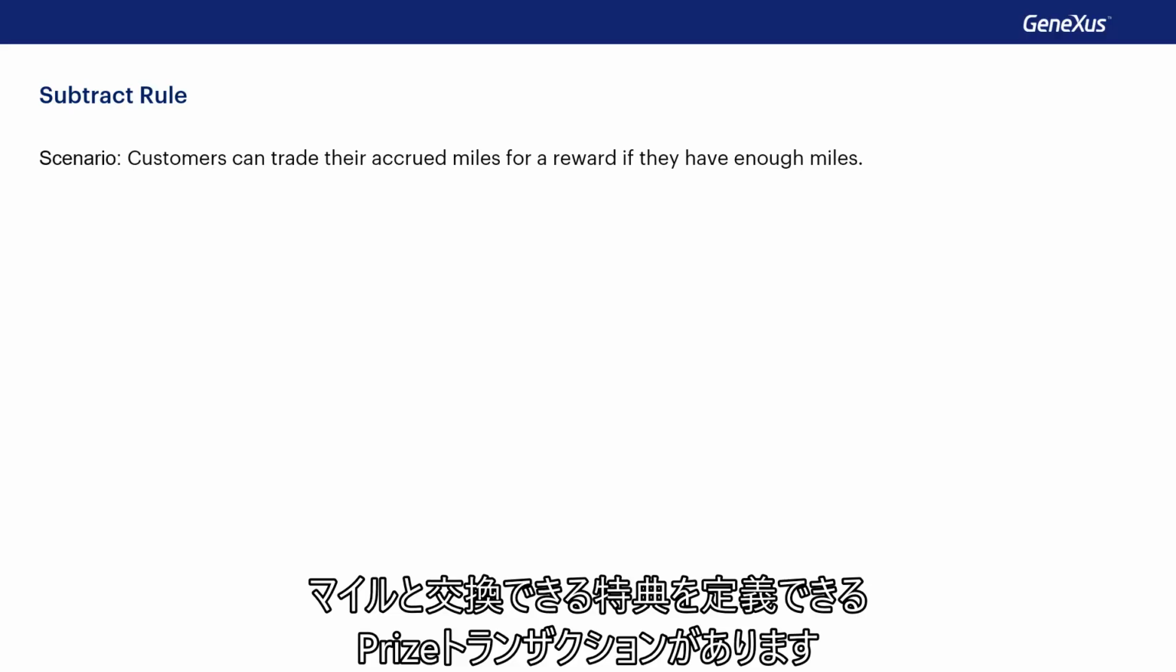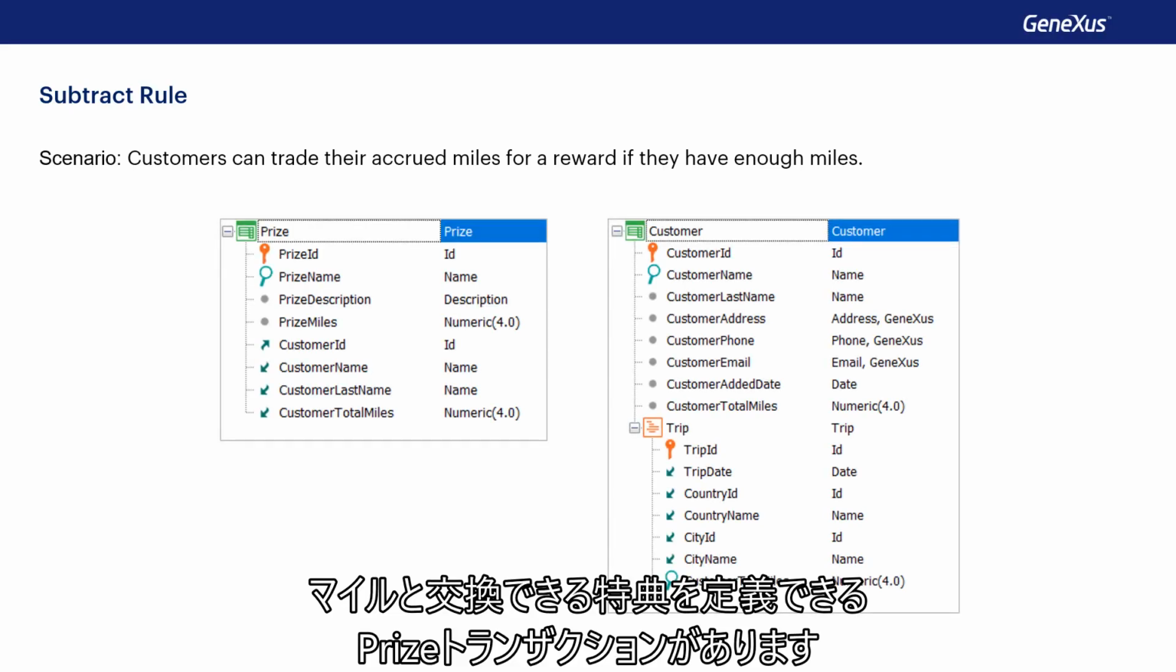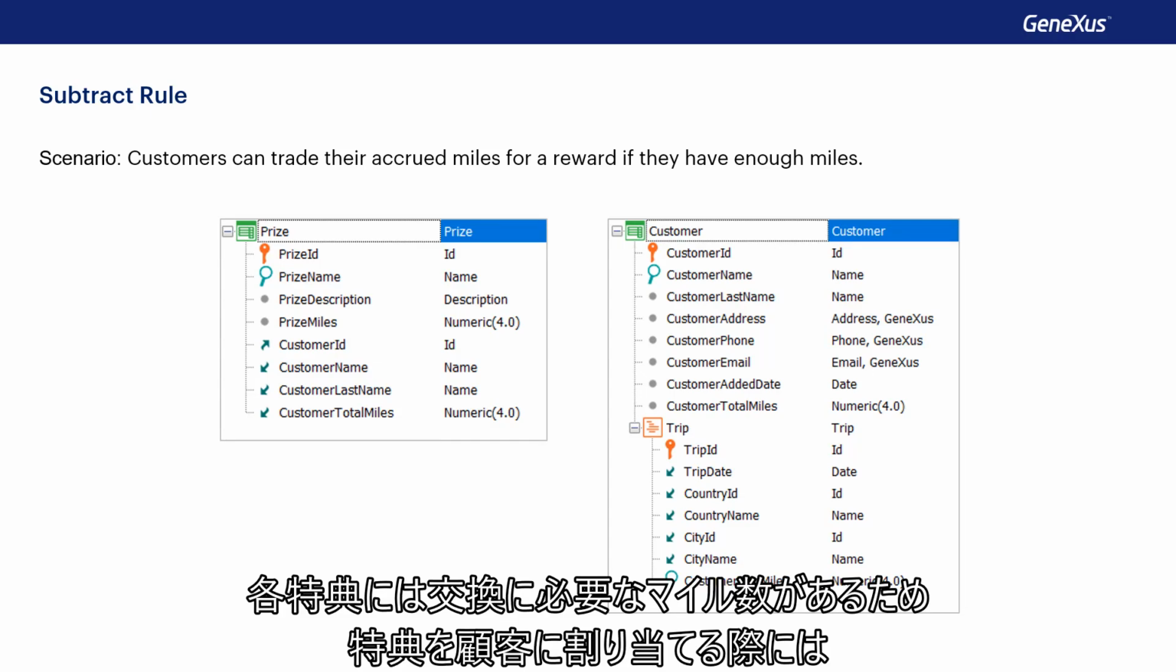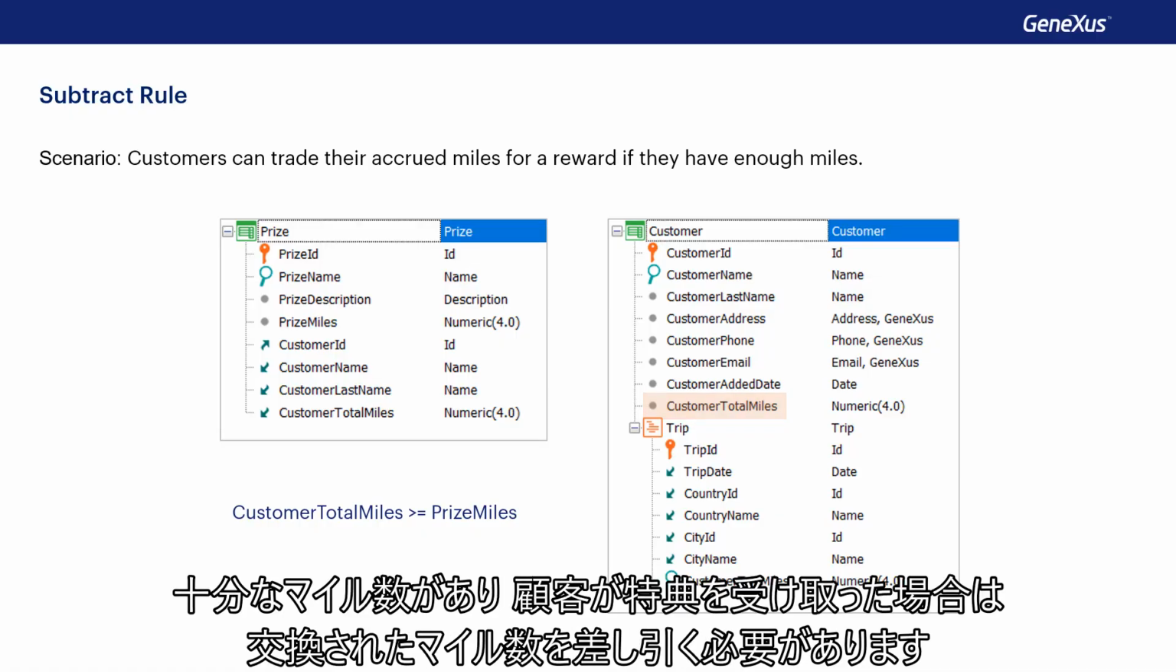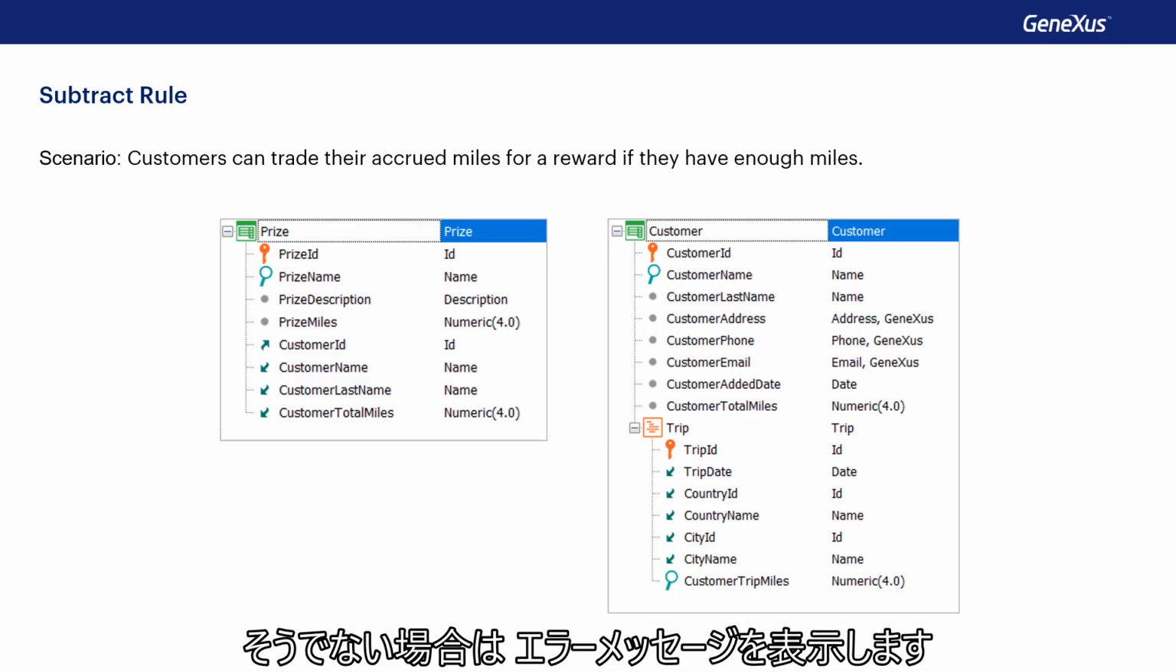We have a prize transaction that allows us to define rewards to be redeemed for miles. Each reward has a number of miles required to make the redemption. So when trying to assign a reward to a customer, you must first confirm that the customer's miles are enough for the exchange. If they are enough and the reward is taken, the miles redeemed must be subtracted. Otherwise, an error message must be displayed.